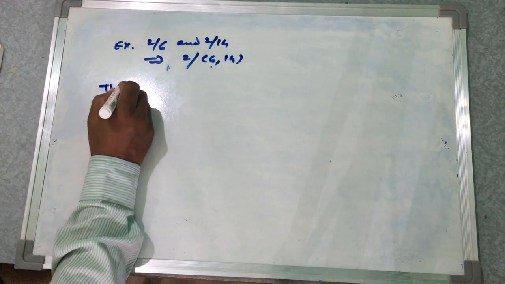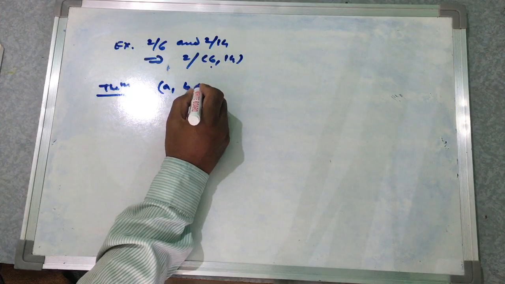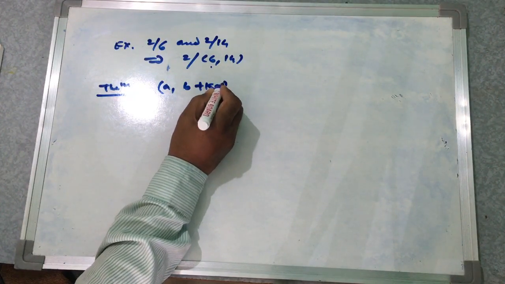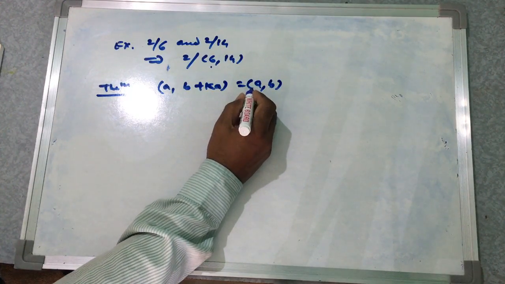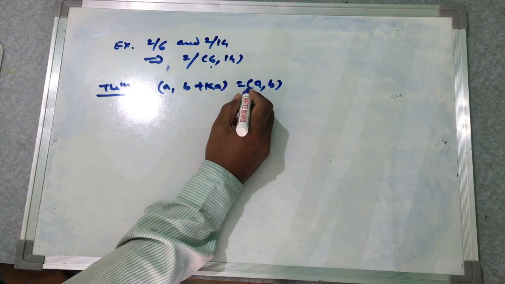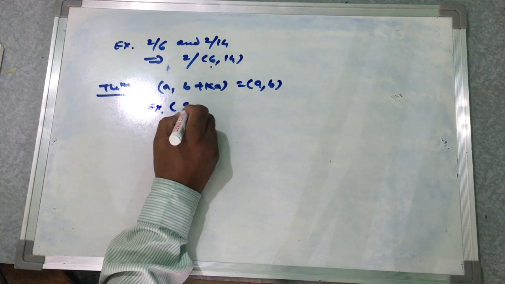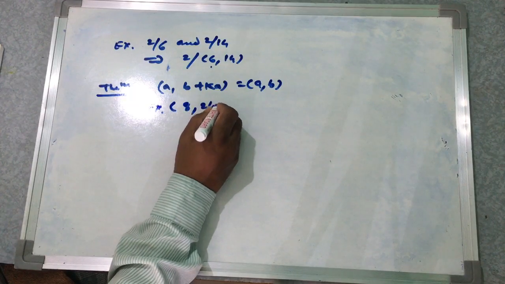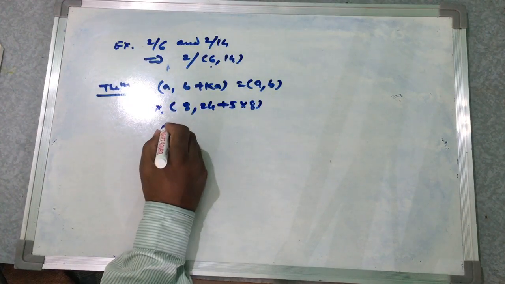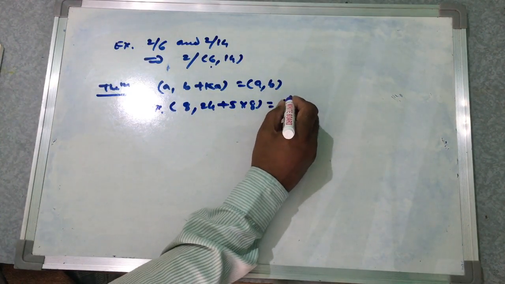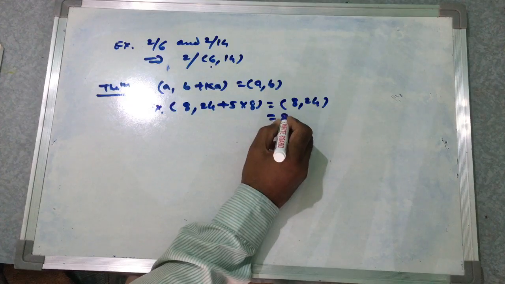Again in the theorem, (a, b) plus k a is the ordered pair (b, a, b). Then, example for this: 8, 24 plus 5 into 8, that is equal to 8 into 24, that is equal to 8. Okay.